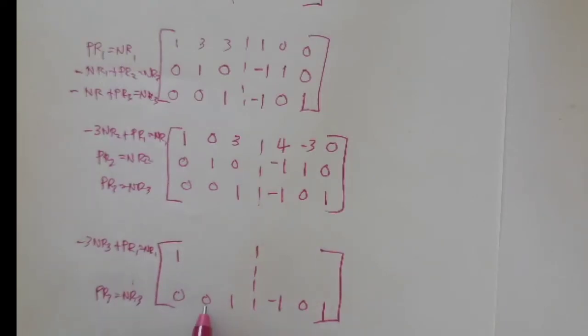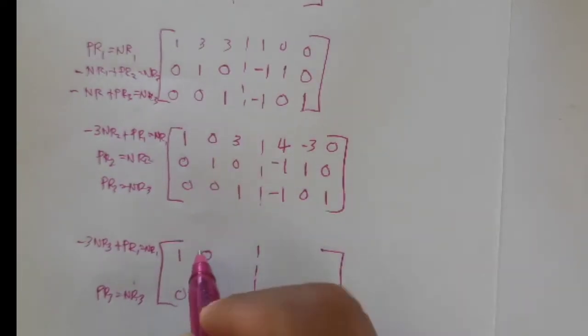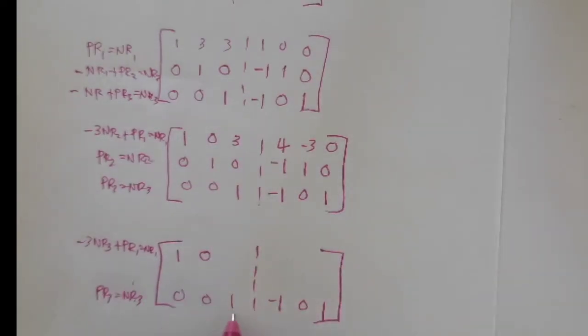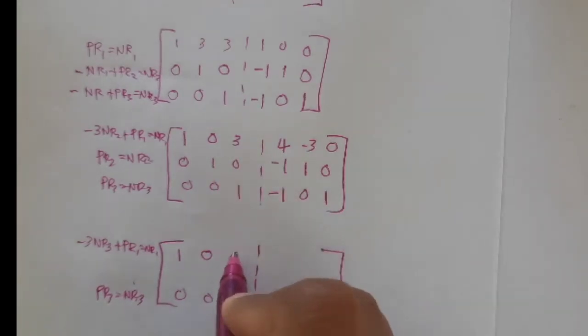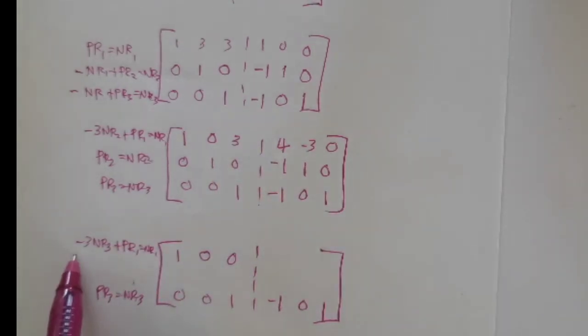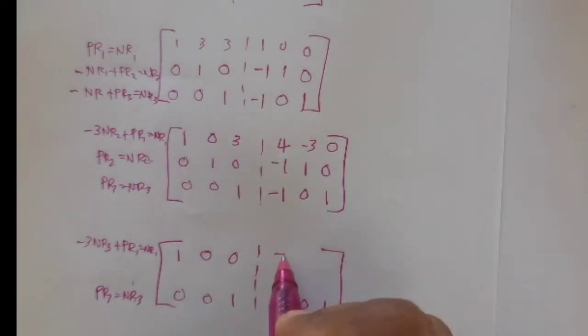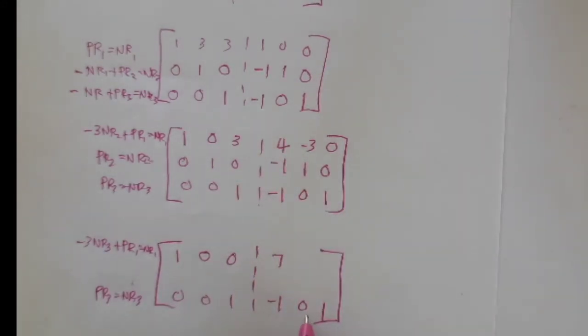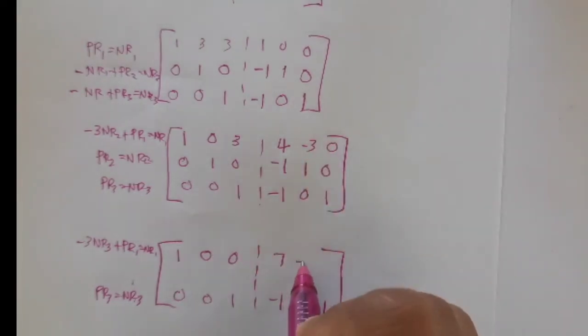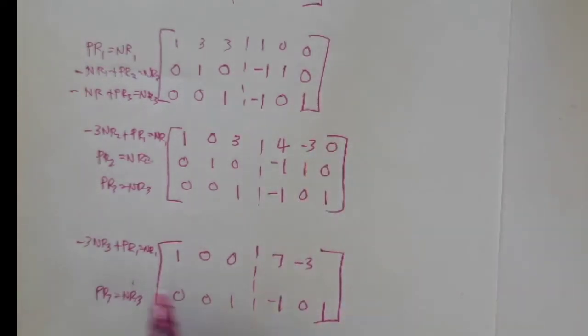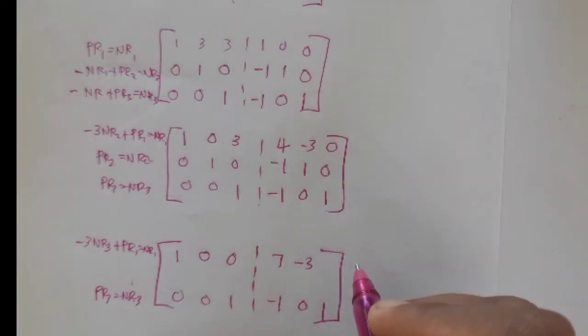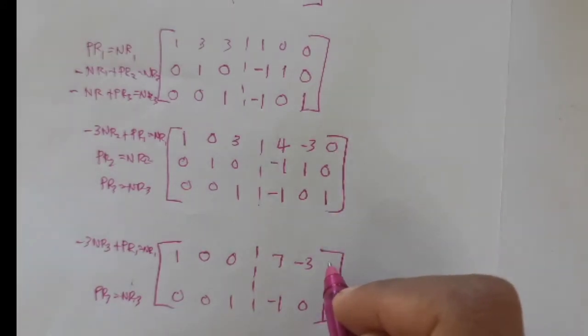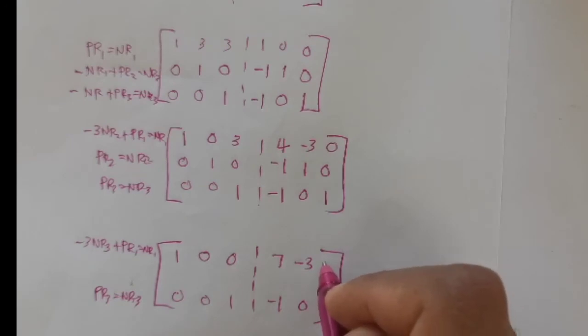Negative 3 times 0, that is 0, plus 0, 0. Negative 3 times 1, negative 3 plus 3, that is 0. Then we have negative 3 times negative 1, that is 3, plus 4, that is 7. So negative 3 times 0, that is 0, plus negative 3, we have negative 3. Negative 3 times 1, that is negative 3, plus 0, it is equal to negative 3.